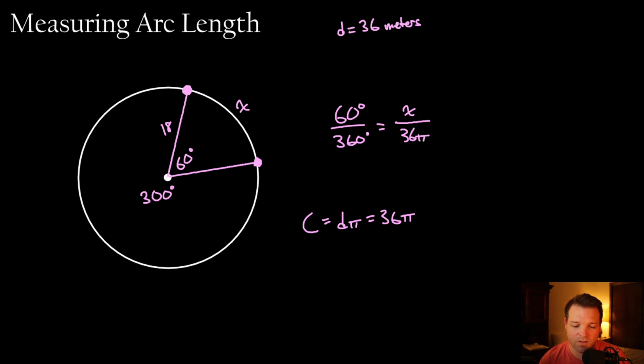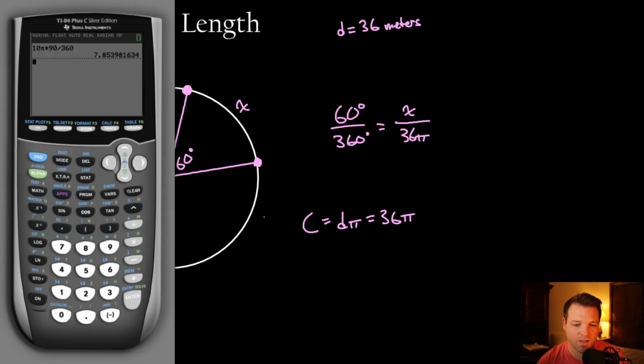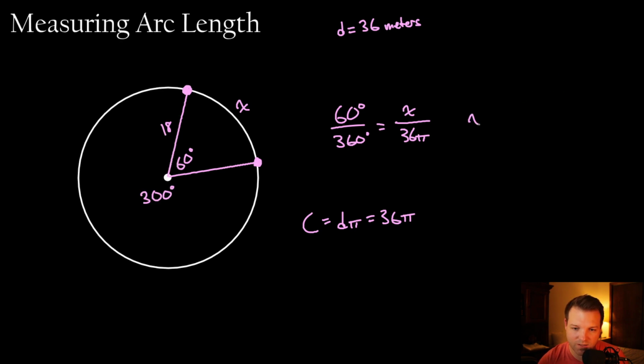Now we're going to bring up our calculator and calculate. Again, I will round to the nearest tenth. So we will cross multiply and divide. So 36 pi times 60 and then divided by 360, and enter. And we get approximately 18.8. So x, or the arc length, is approximately 18.8 meters.